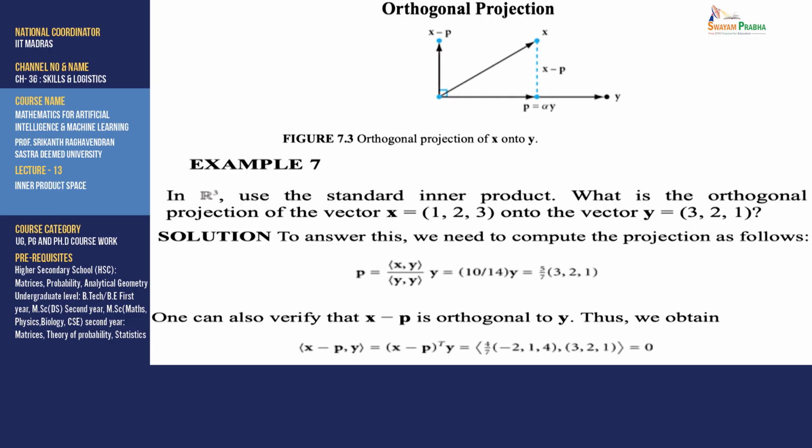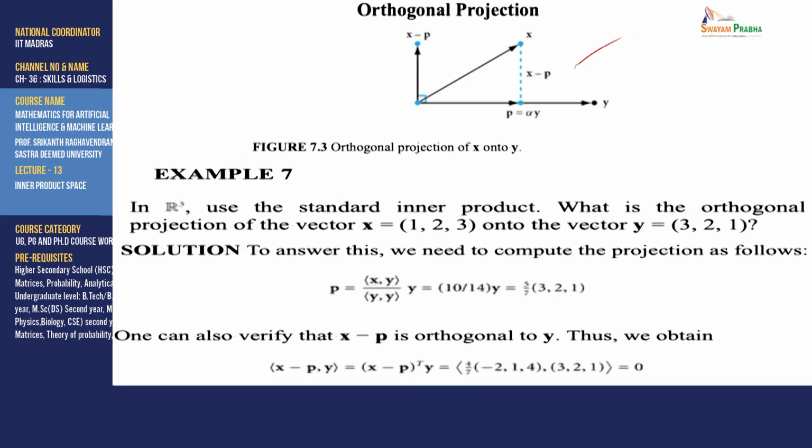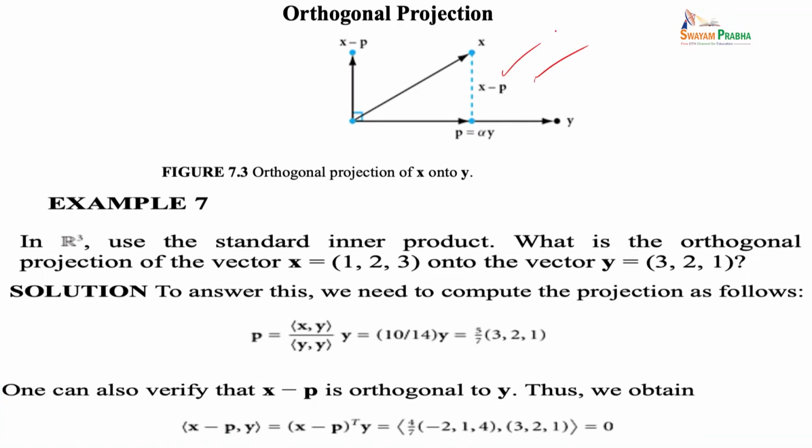Next, orthogonal projection, right. So, this is the orthogonal projection. If you take a vector P on the y axis and x minus P on this, so this resultant is called x minus P.